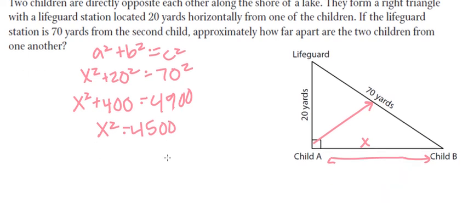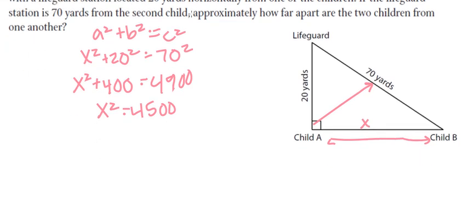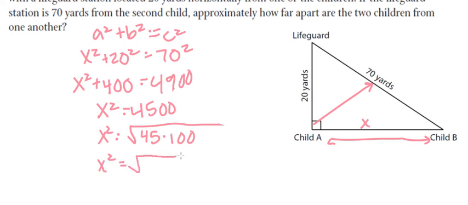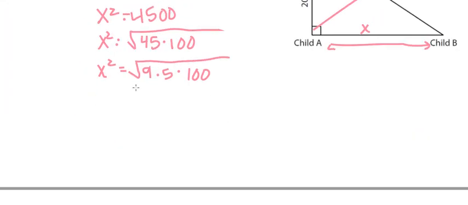So now we're going to go ahead, and this does say approximately, but let's go ahead and simplify that radical. So x squared is equal to, well, 4,500 is going to be 45 times 100. There's a perfect square, right? So we'd have x squared is equal to, well, 45 is 9 times 5. That's another perfect square times 100. So when we start pulling pieces out here, we can pull out a 3 and a 10.